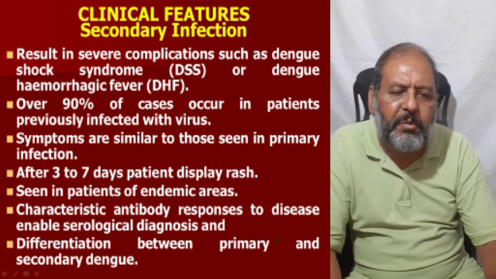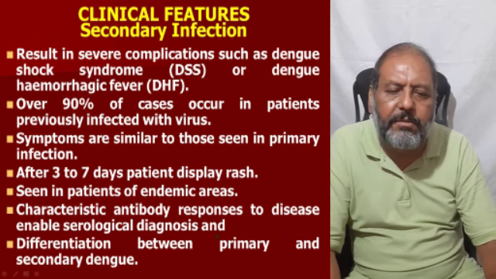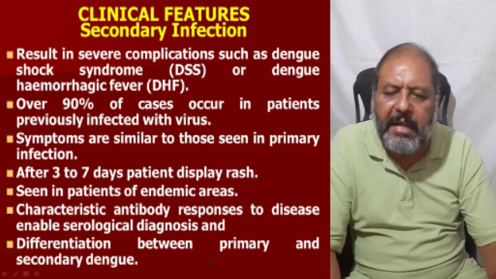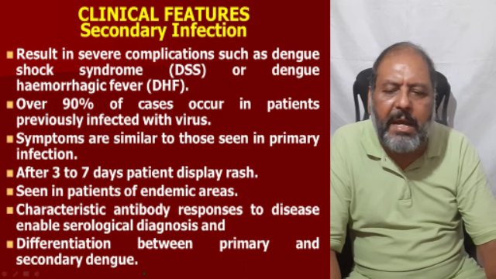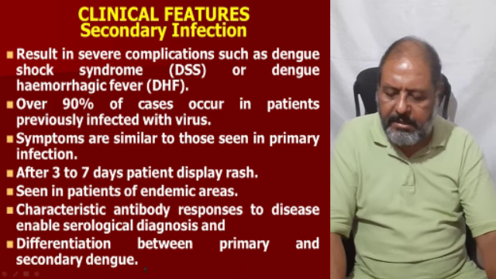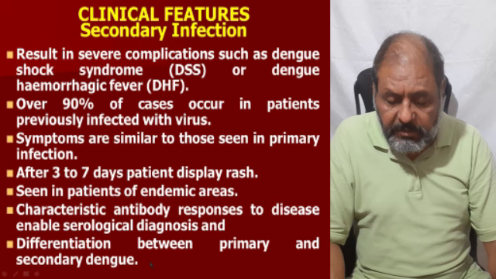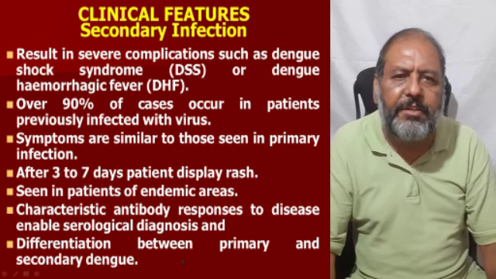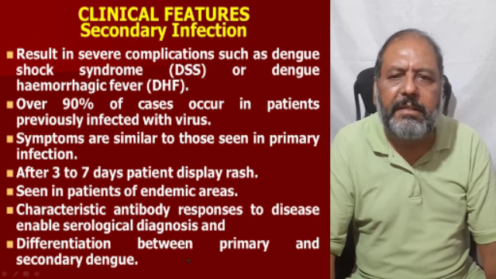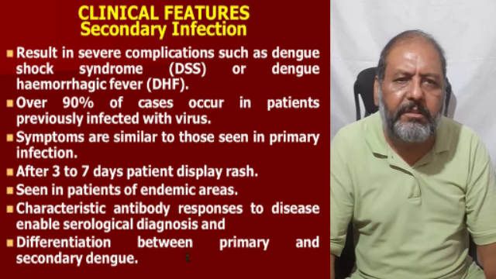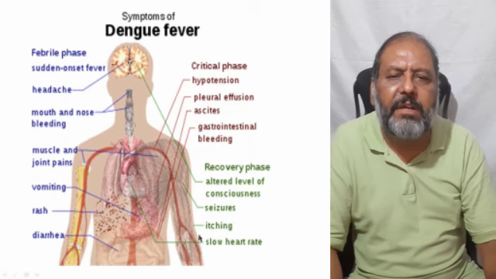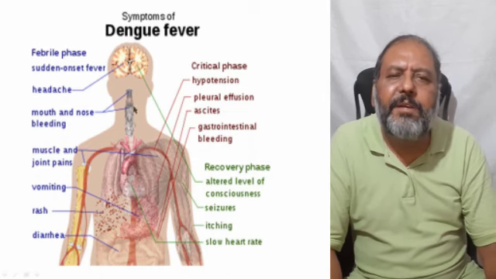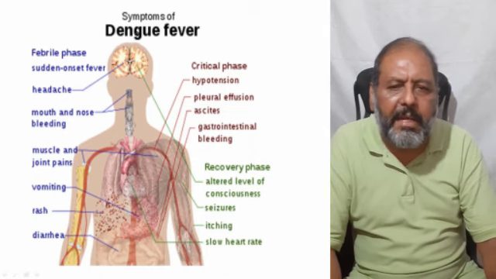Characteristic antibody response to the disease enables serological diagnosis, and the differentiation between primary and secondary dengue can be checked by this test. Antibody IgM tells the recent, and IgG, if present, tells the secondary infection, that the patient was previously infected. Now, the symptoms of the secondary dengue fever.